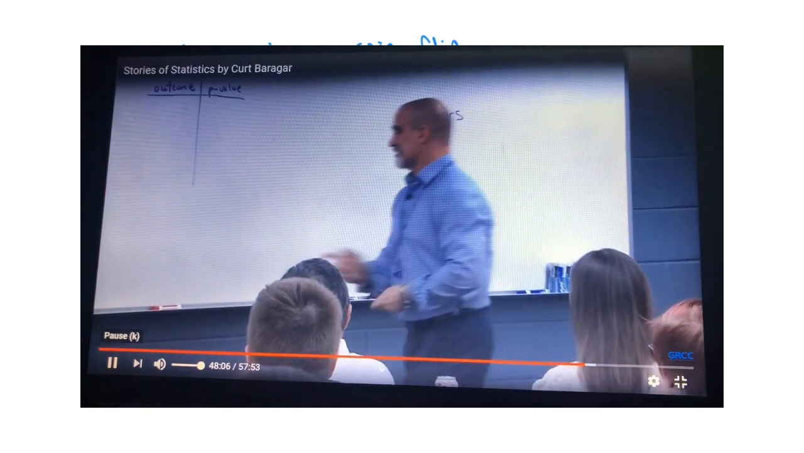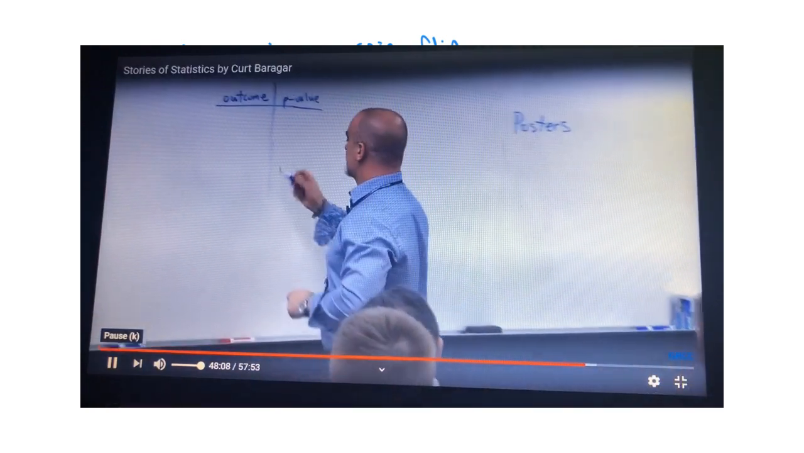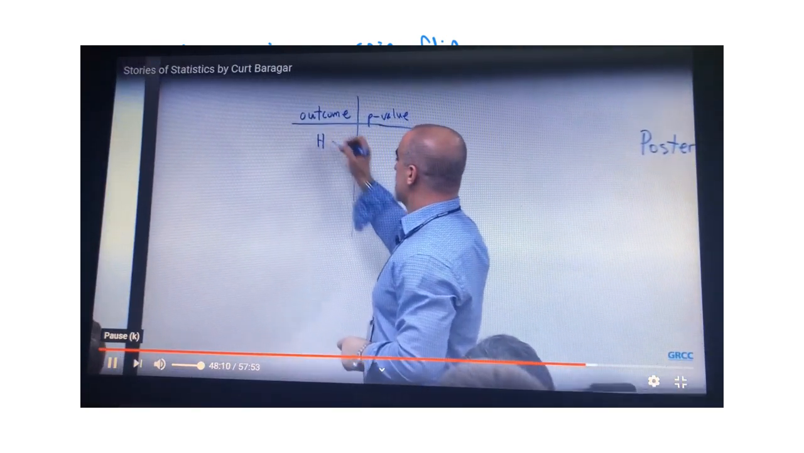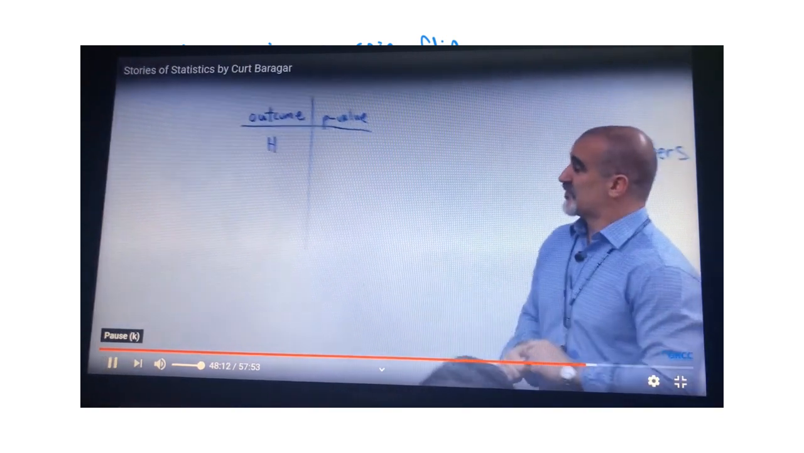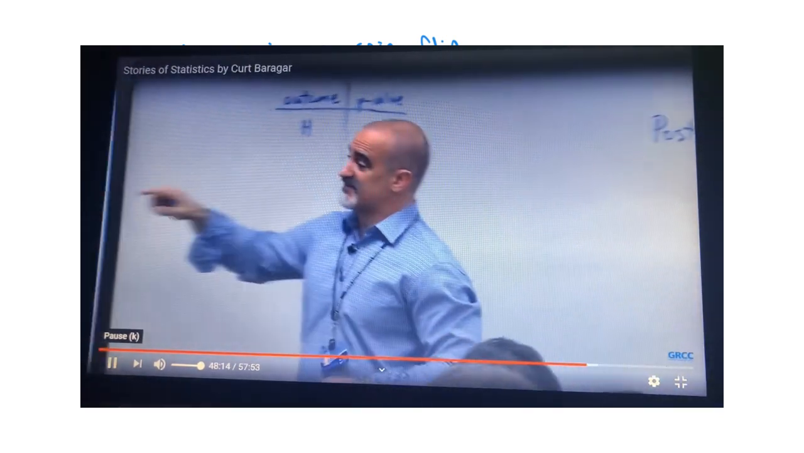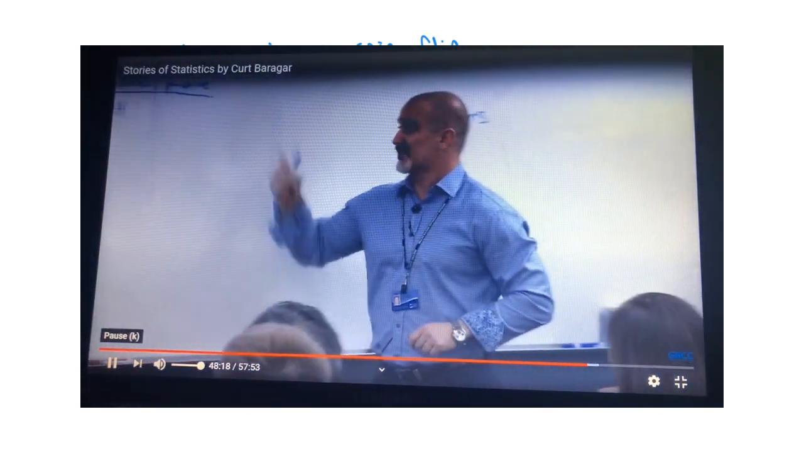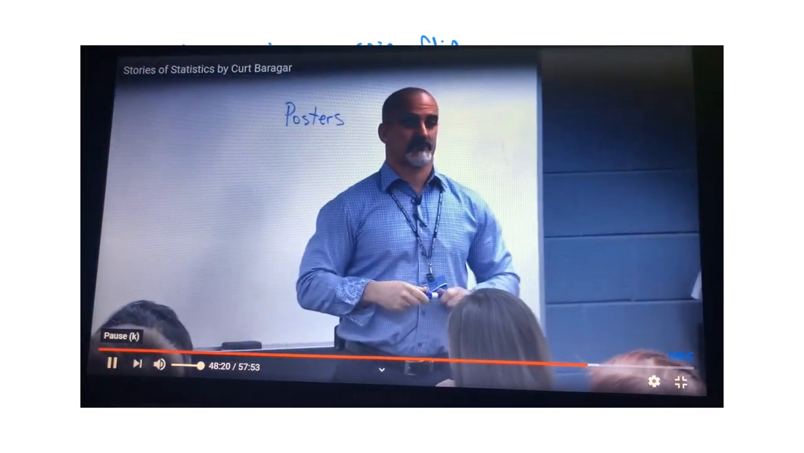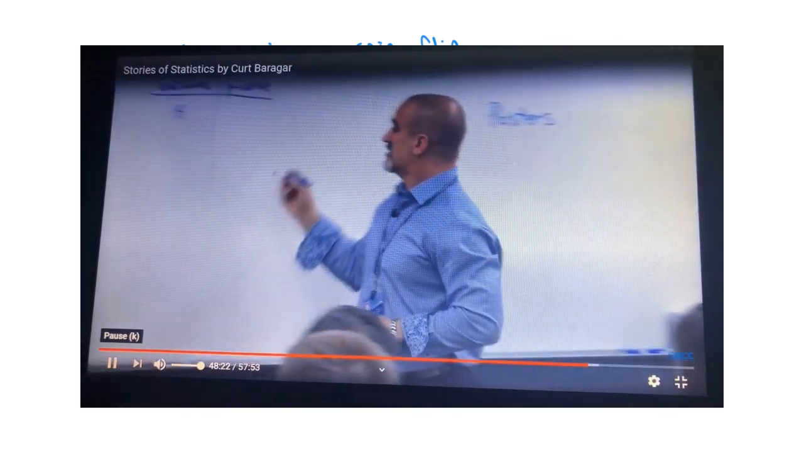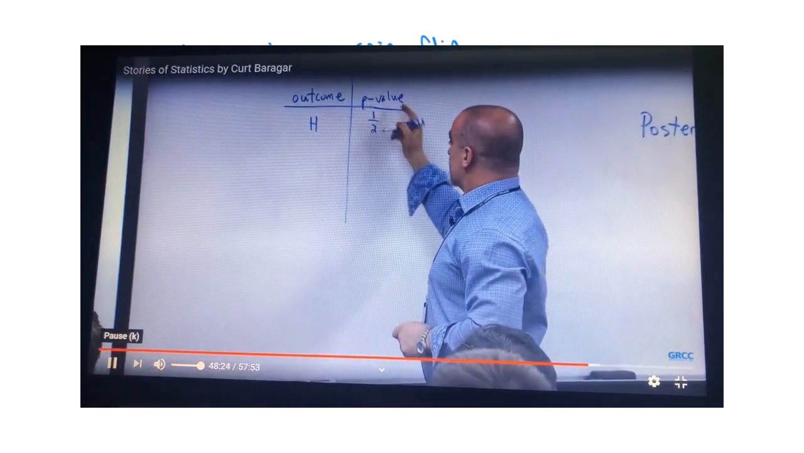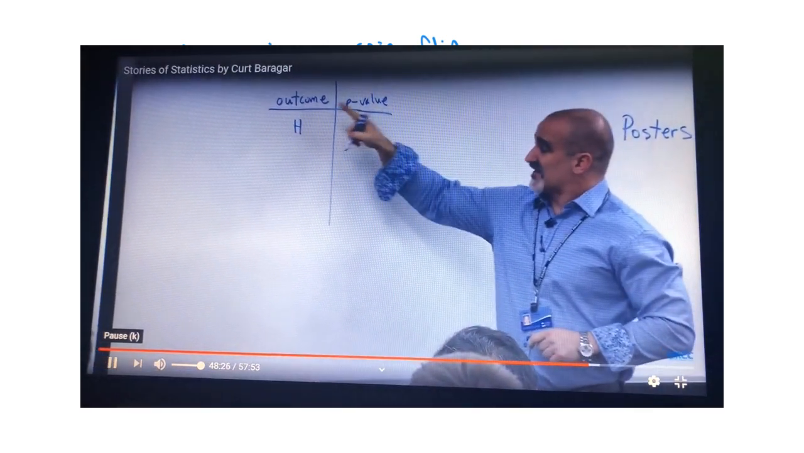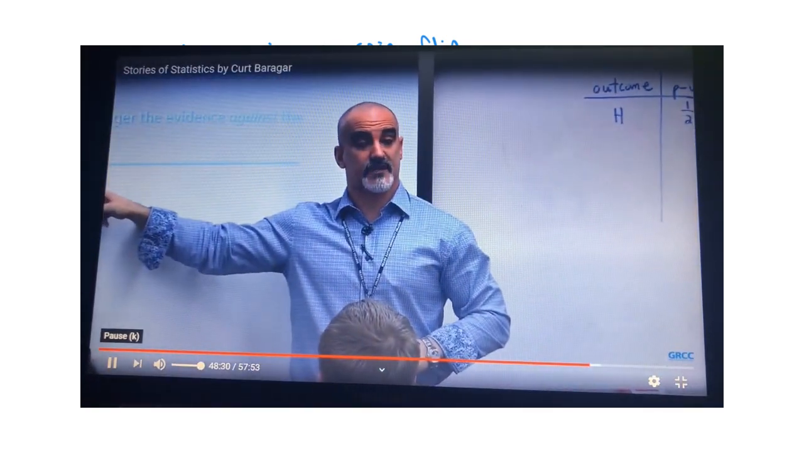Heads. Okay, so the outcome is heads. The p-value is the probability that I could get this, given that this is true. If I have a fair coin, what's the probability that I would get heads? 50%, right? The p-value is just a probability I could get this outcome, given that this is true. That's a p-value.